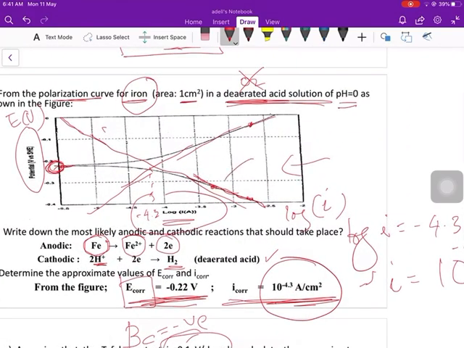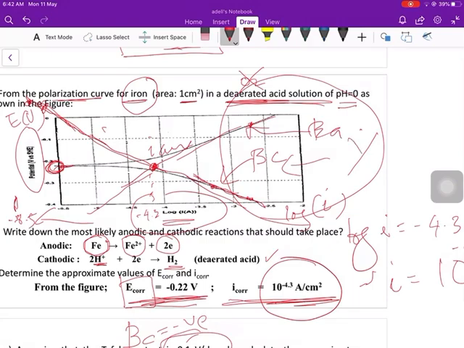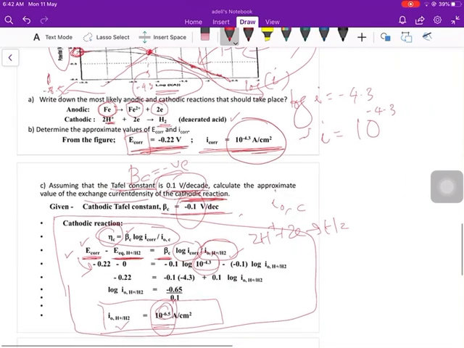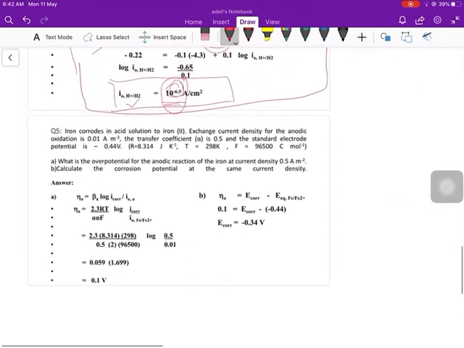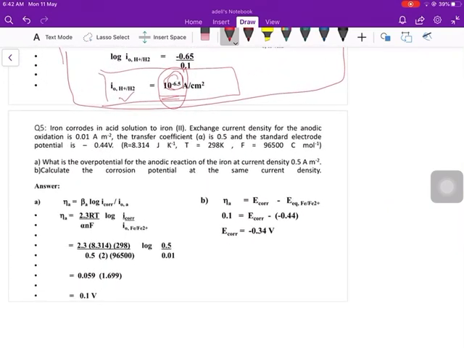Okay, so have a look at this. You have to find this: this is beta C, this is beta A, and this is I corr. So I naught should be more here, more negative. So from your calculation it is about here, negative 6.5. Okay, it is logical. Not somewhere here, more positive. That's wrong for the I naught. I naught should be more negative than I corr.